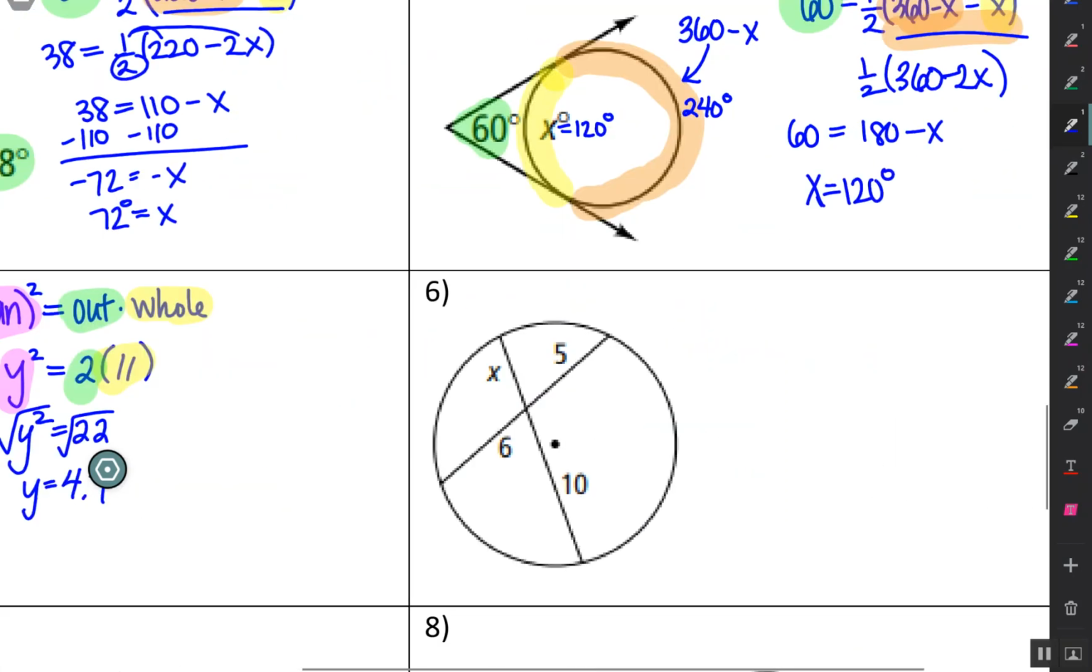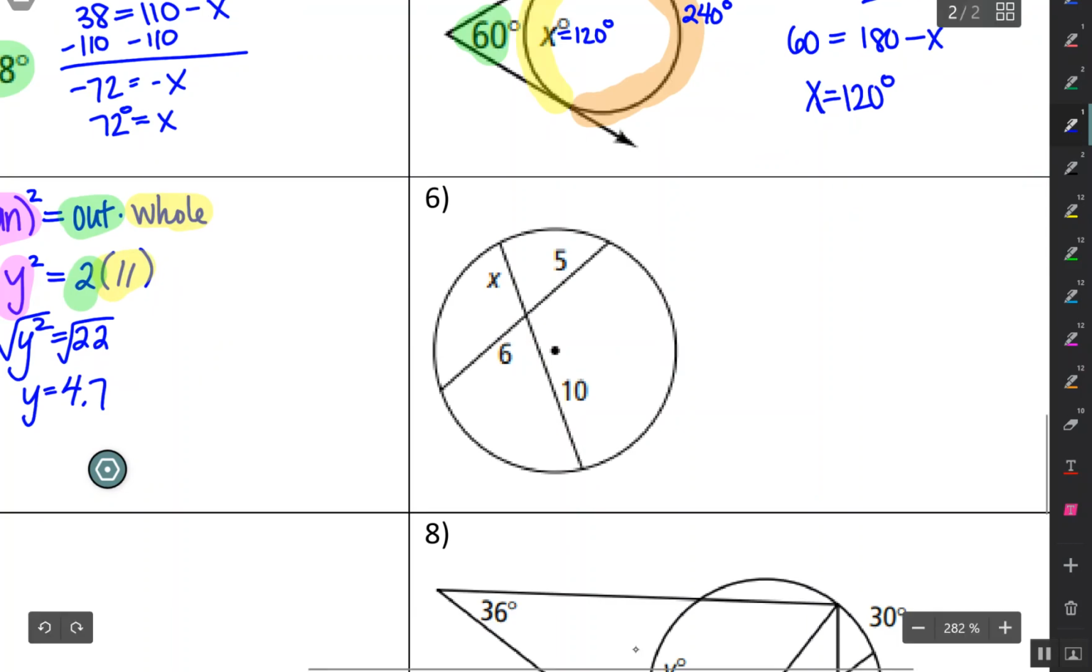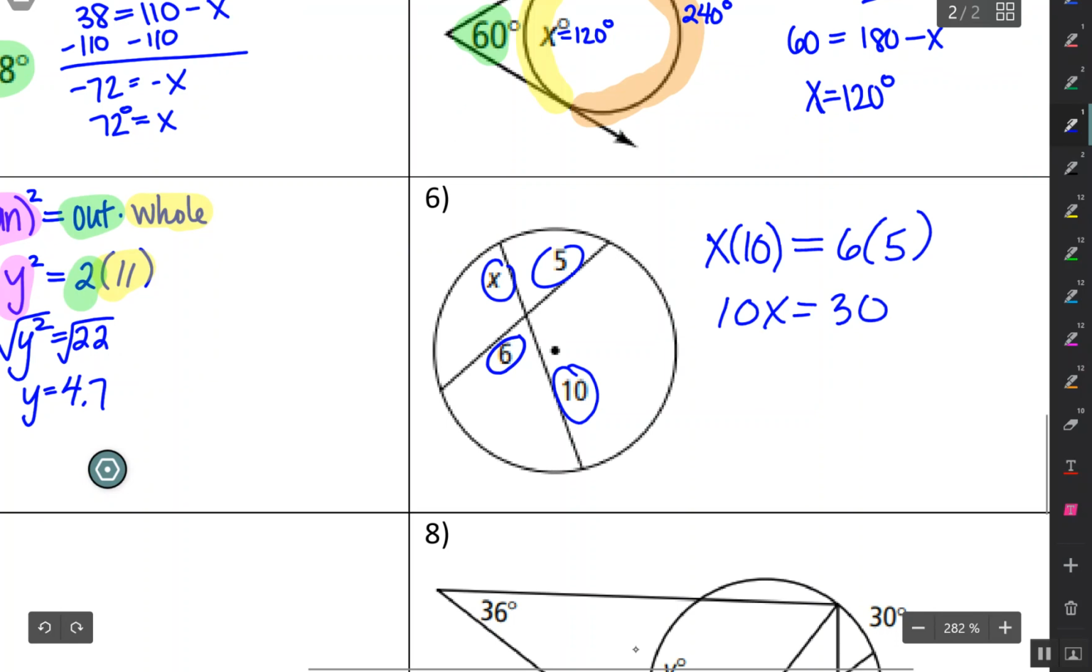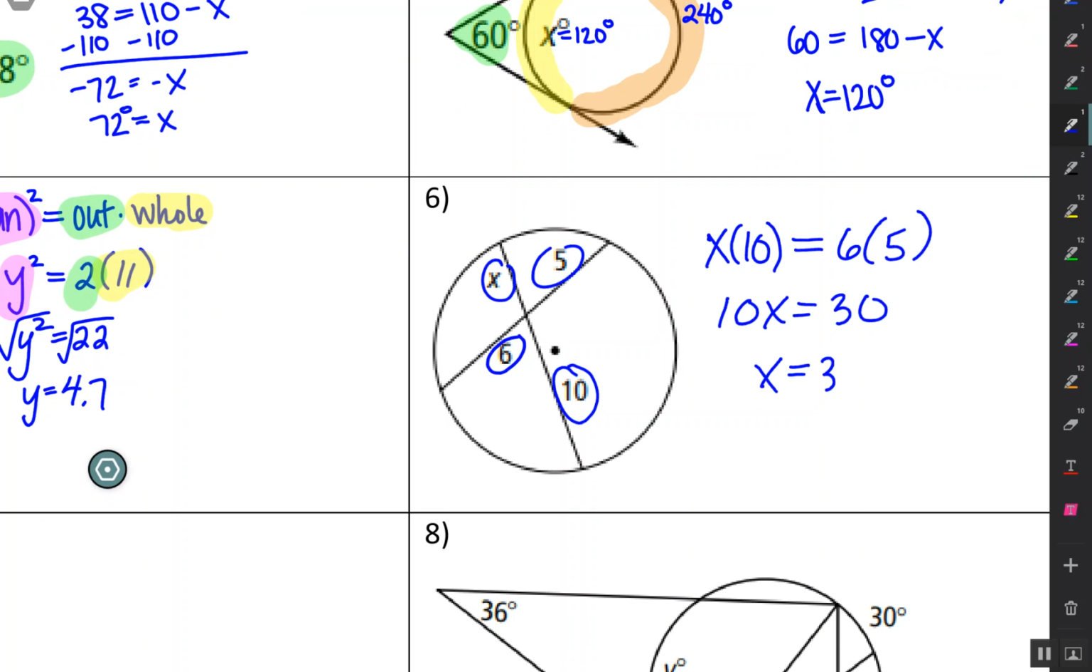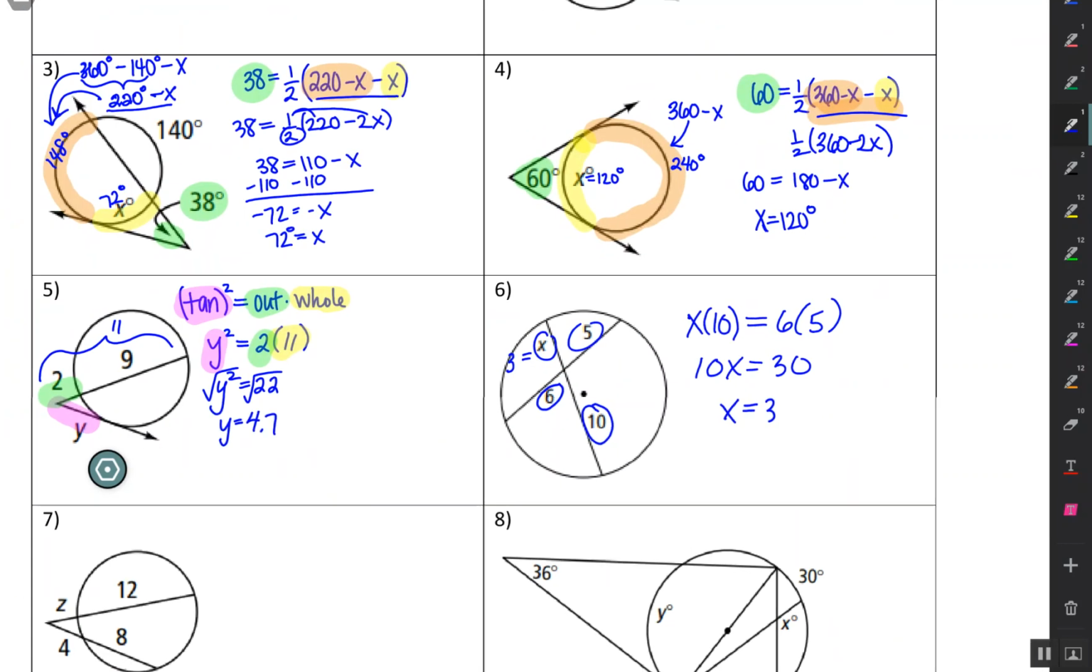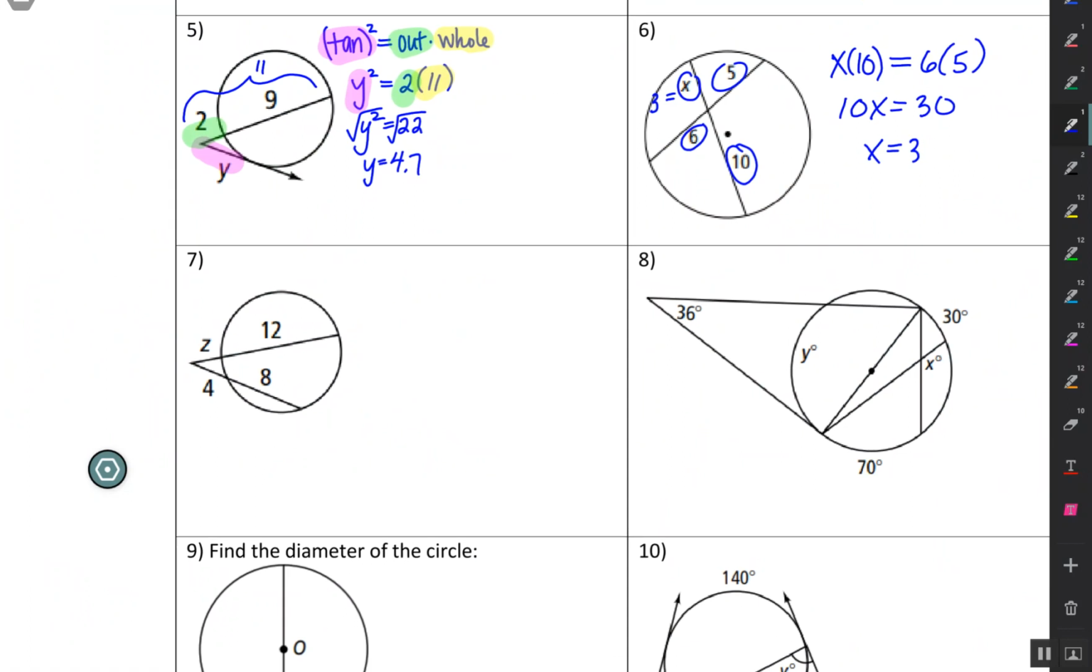Okay, number 6. Here we've got two chords. This is the one where you do the product. So x times 10 equals 6 times 5. So 10x is equal to 30. So x is 3. So the products have to be equal. They are not equal. Right? If this is 3, which it is, then one of these is 11, the other one's 13. They're not congruent.